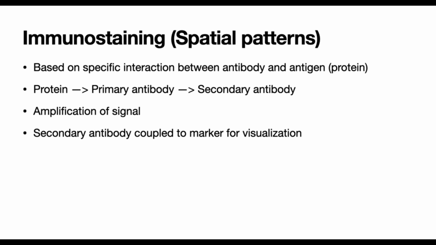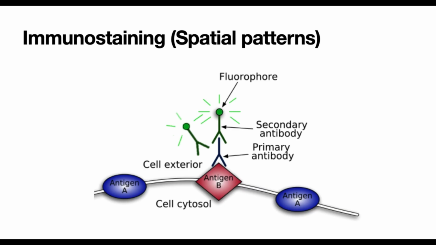So for this, we have to add a primary antibody specific to our protein, then a secondary antibody in order to amplify the signal and make it possible to visualize under a microscope, because the secondary antibody is usually coupled to a marker such as a fluorescent dye for visualization. This is how the process occurs.